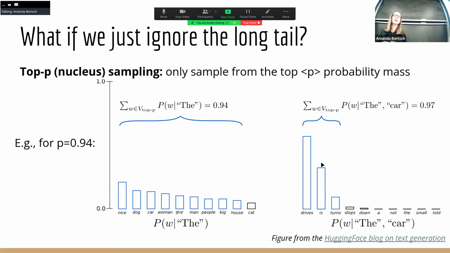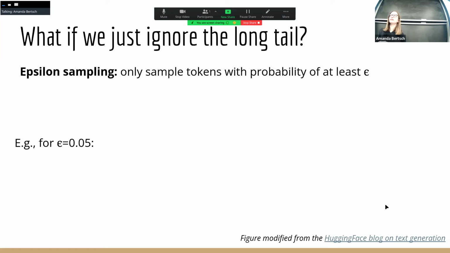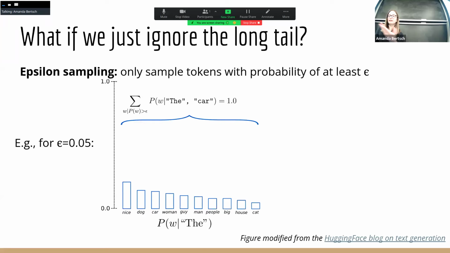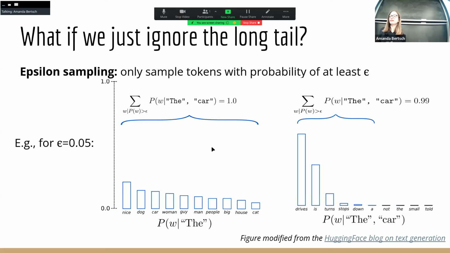But maybe we don't want to impose a strong constraint like 94% here. Maybe what we really care about is saying that we're not going to sample anything that's really, really unlikely. Another way of doing this is called epsilon sampling, where we just sample tokens that have at least some minimum amount of probability, right? So maybe we just want tokens that have probability of at least 0.05 here. In this first example, everything has at least some reasonable amount of probability, so we're actually going to sample from our full distribution. And then in the second example, when we have a lot of things that are really unlikely, we'll only sample from the more likely part of the distribution.